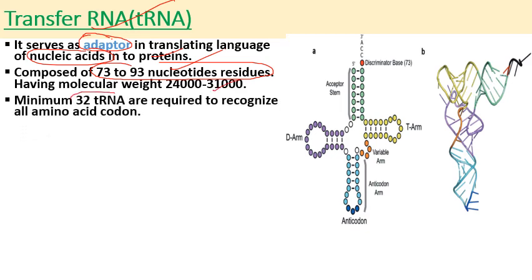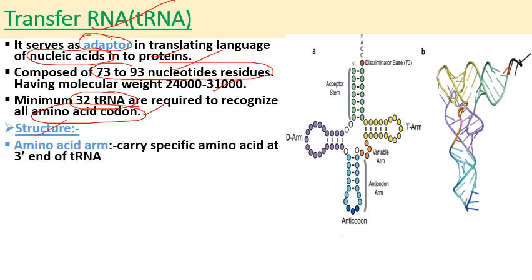Minimum there are 32 tRNAs which are required to recognize amino acids with the help of codons. So जो codons हैं उनको read करके ये special amino acids को लाते हैं from the cytoplasmic environment. For this it requires minimum 32 tRNAs. And if we talk about its structure, it consists of various arms.